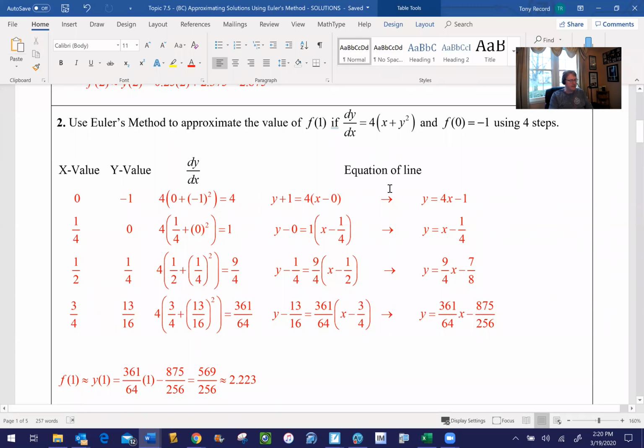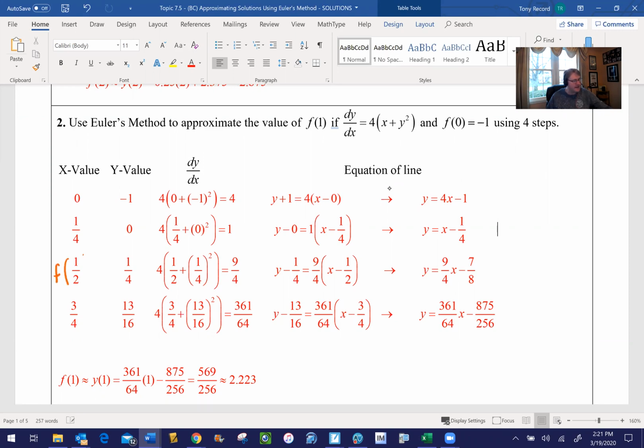you're going to have to do on the AP exam for the BC test. Like I said, they might just have you figure out what is f of 1/2, and then you could say, oh, it's approximately 1/4, and then you're done. And you demonstrated that you know Newton's method, or I'm sorry, Euler's method.